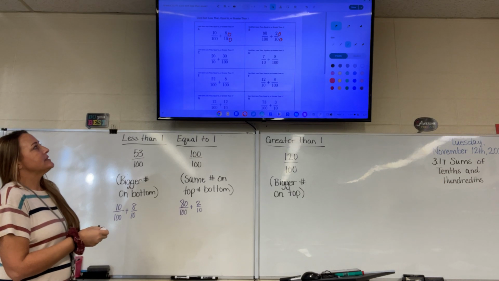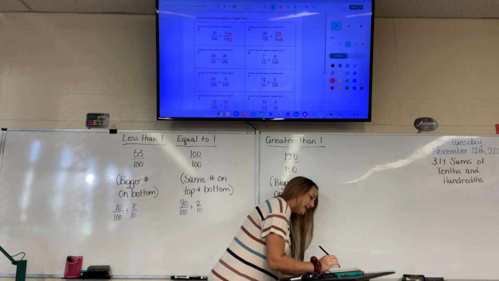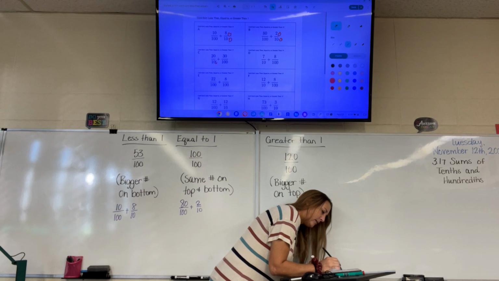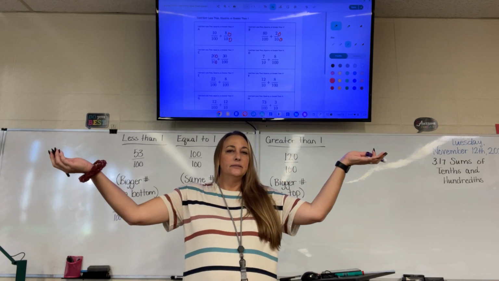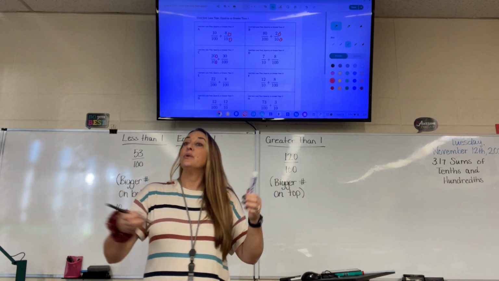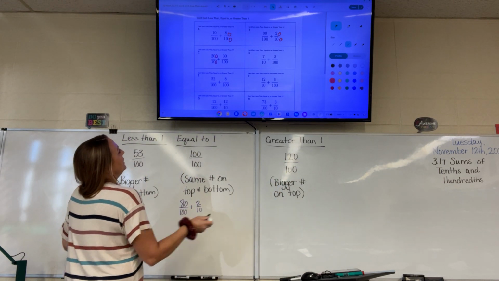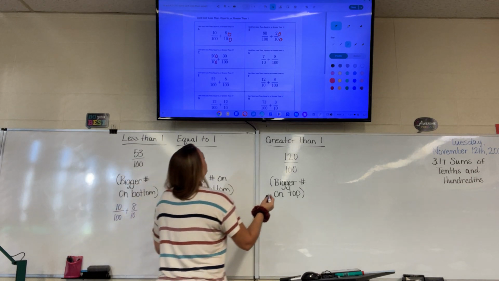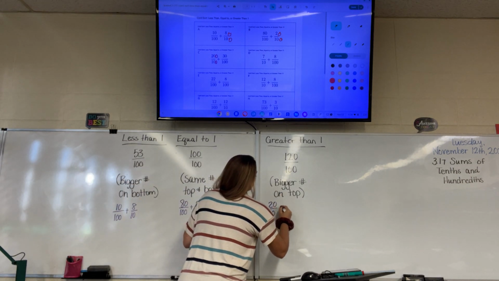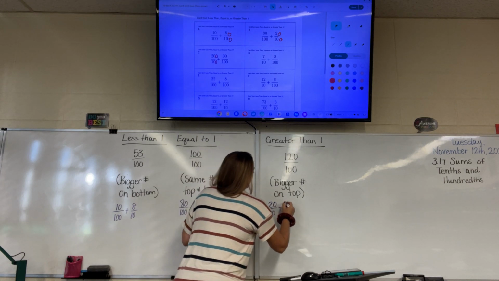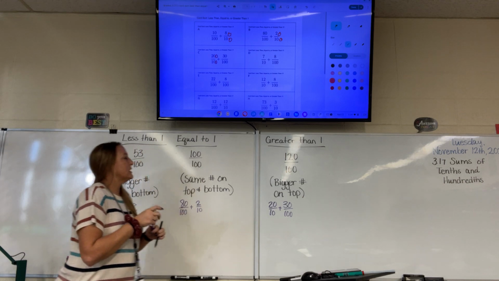The next one says 20 tenths plus 30 hundredths. So we need to add a 0 here and here. So what's 200 plus 30? 230. Yes, Colton, you can give yourself a point. And so that would definitely be a bigger number on top. So 20 tenths plus 30 hundredths gives us a bigger number on top.